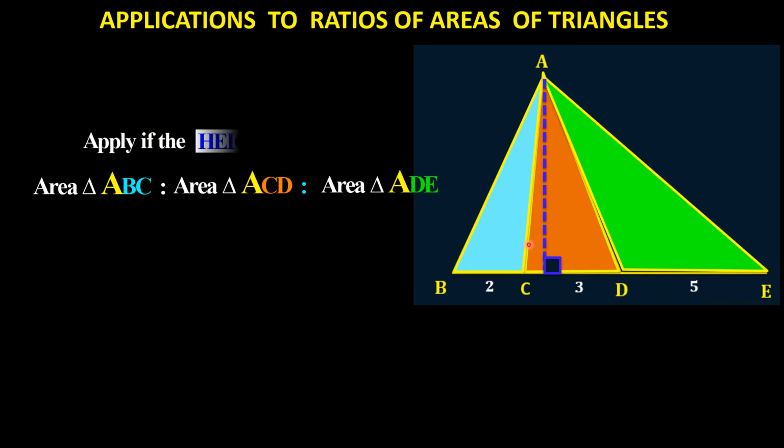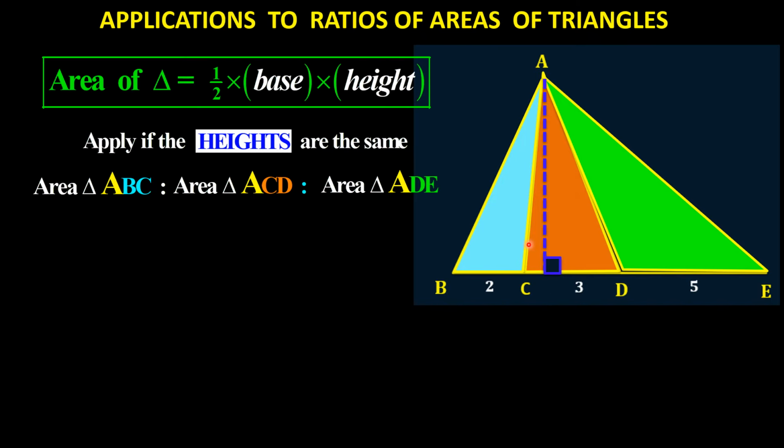So if the heights are the same, we can make use of our standard formula for the area of a triangle, half base times height. Let's calculate each one. But before we do that, look at the labeling of the triangles: ABC, ACD, ADE. They all have an A. The height is from A to the base BC, from A to the base CD, from A to the base DE. So the bases are BC, CD, and DE.